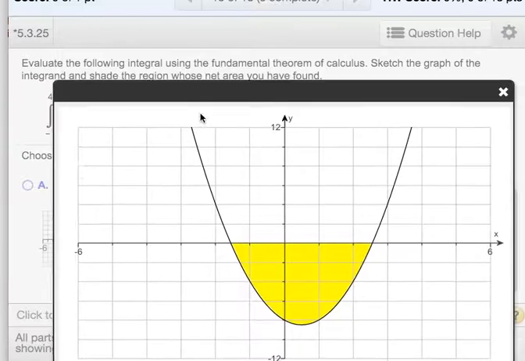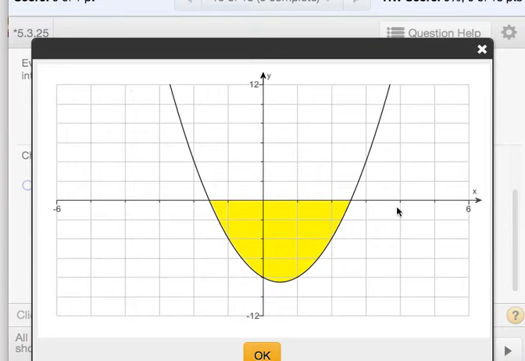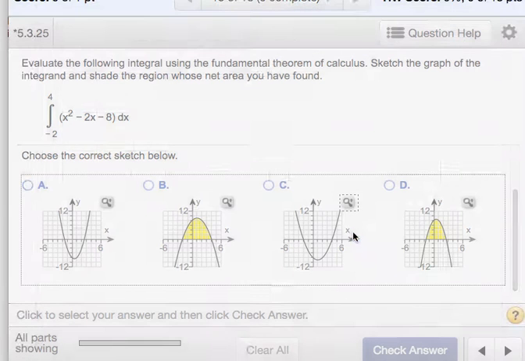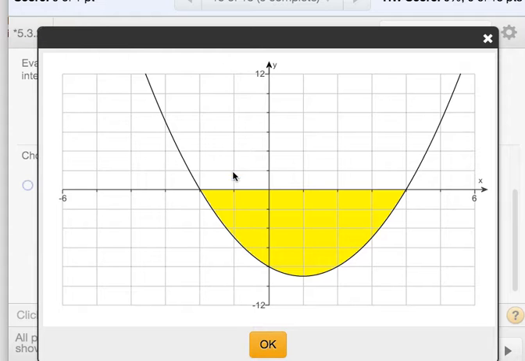Isn't that nice? Okay, so from -2 to 4, these are going by 1. So -2 is right here, and 4 is right here. That doesn't have it fully shaded in. Let's check out C and see if it does. Okay, that's probably it, just based on the fact that it's actually shaded all the way from -2 to 4.